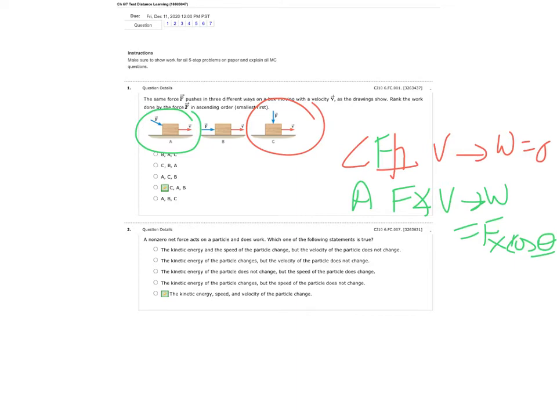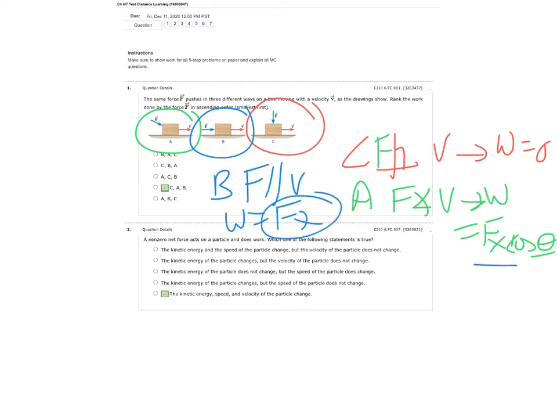And then for the last one, B has the most work because F is parallel to the way it's moving, and so your work would simply be equal to F times X. So that's the biggest, then that's the next biggest, and that's the smallest.